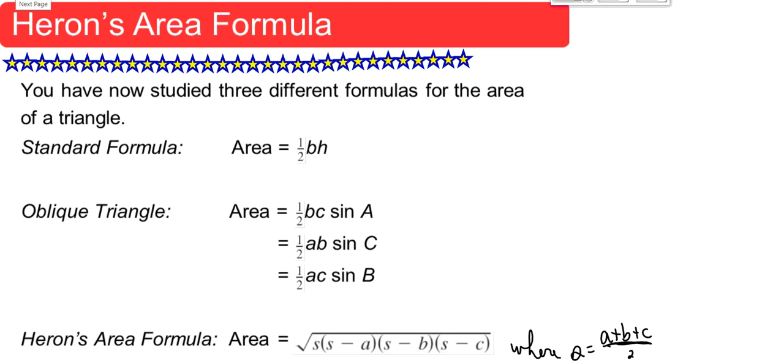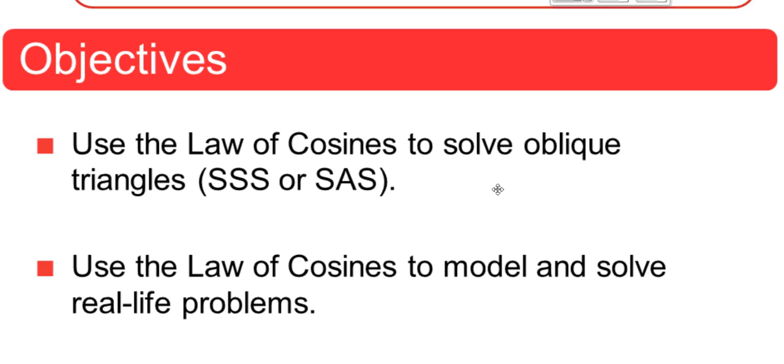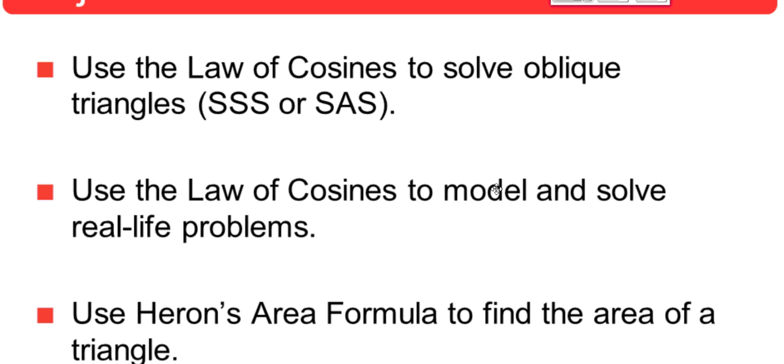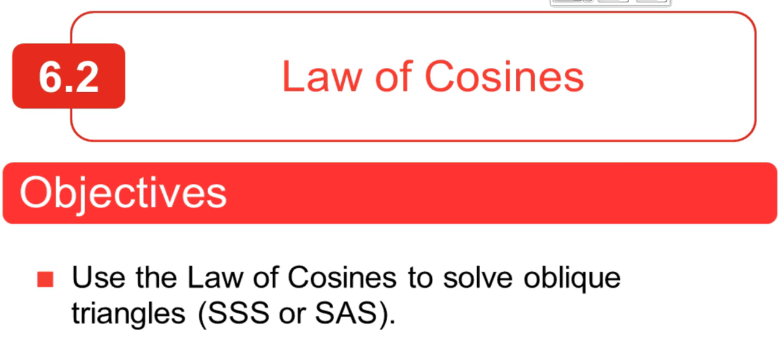So this concludes 6.2, using the law of cosines to solve oblique triangles, side, side, side, or side angle side. Use the law of cosines to model and solve real life problems, and use Heron's area formula to find the area of a triangle. That concludes the law of cosines.